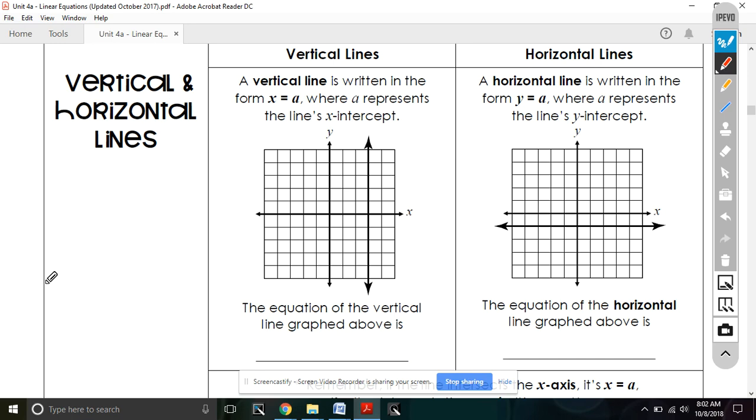Today we're going to work on vertical and horizontal lines. Vertical lines are lines that go up and down. Horizontal lines are lines that go across. We're going to start with vertical lines.